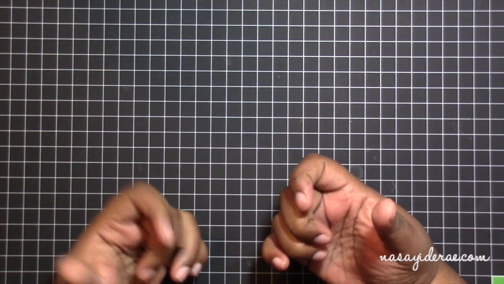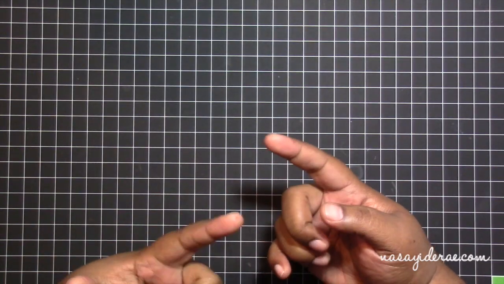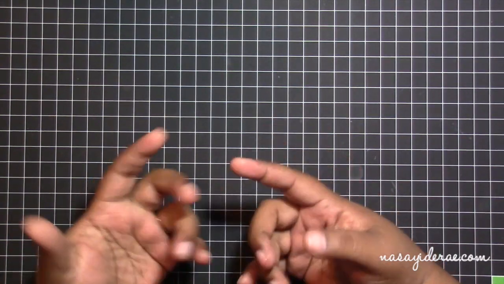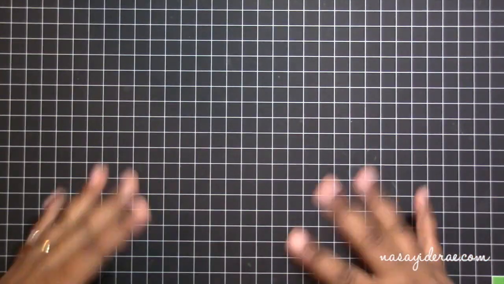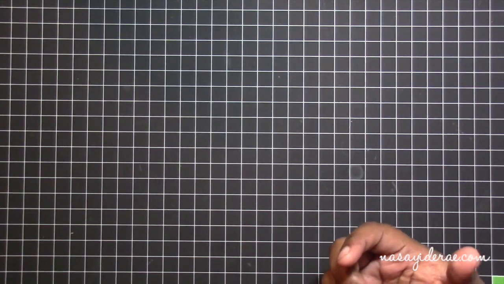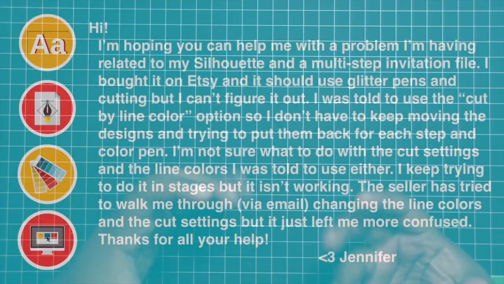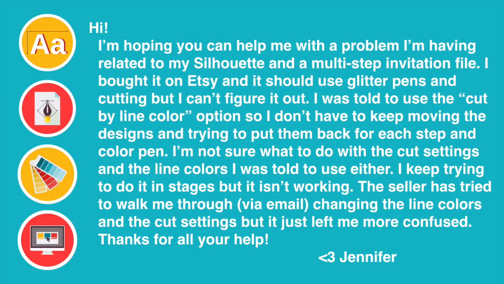She basically wants to know what is cut by line color. I'll put her email on the screen so you have a better idea of what she's referring to or why she wants to do this. But essentially, she purchased a cutting file from a designer or independent seller on Etsy or something. I believe she said it was Etsy.